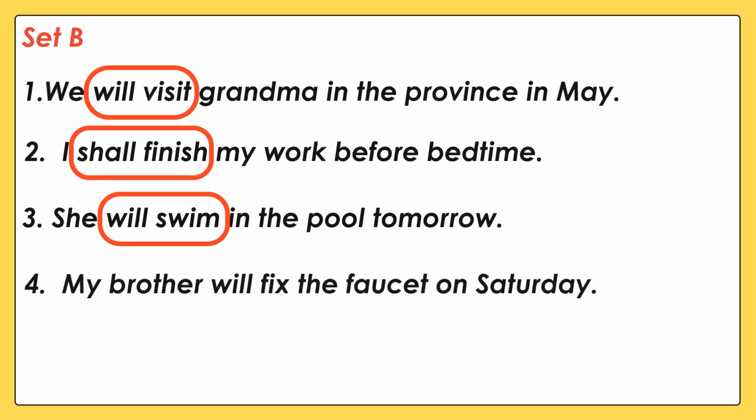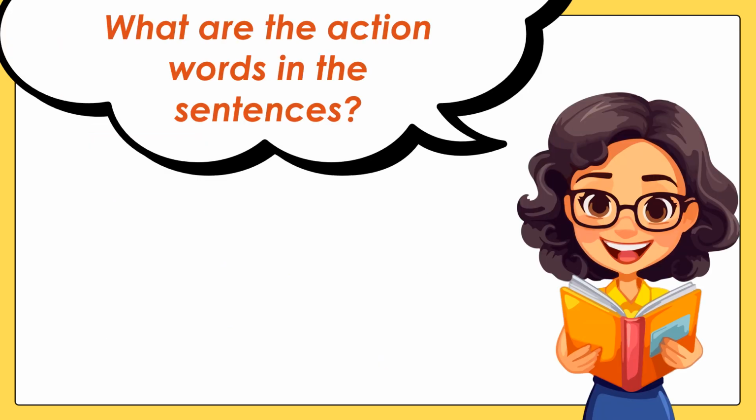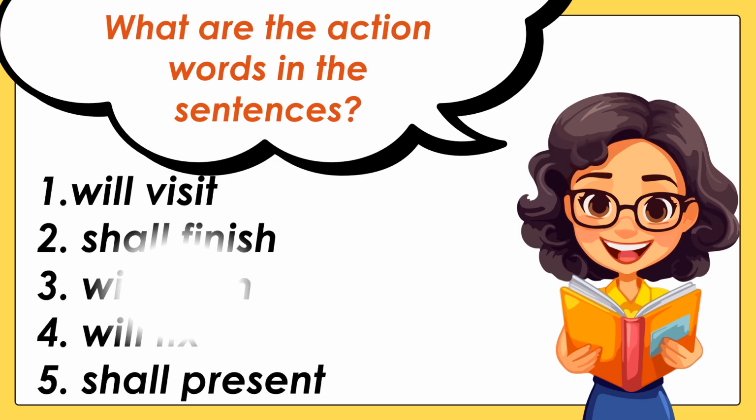Number 4, my brother will fix the faucet on Saturday. The verb is will fix. And number 5, the learners shall present their project on Tuesday. The verb is shall present. Now, what are the action words in the sentences? Number 1, will visit. Number 2, shall finish. Number 3, will swim. Number 4, will fix. And number 5, shall present.